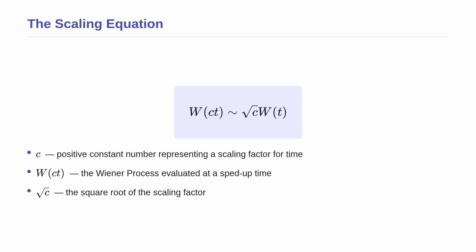Let us look at the exact formula for this fractal behavior. In this scaling equation, C is a positive constant number, representing a scaling factor for time. The left side represents the Wiener process evaluated at a sped-up time, C times t. The right side tells us this has the exact same probability distribution as taking the original process at time t and multiplying the result by the square root of C. This mathematically proves that uncertainty scales with the square root of time rather than linearly with time itself, which is a foundational concept.